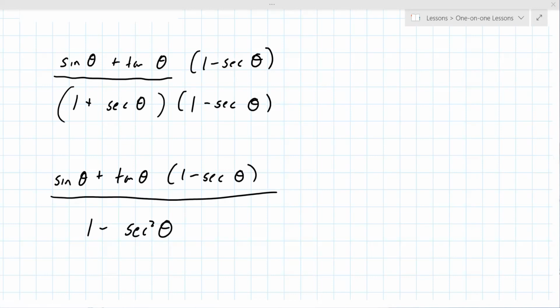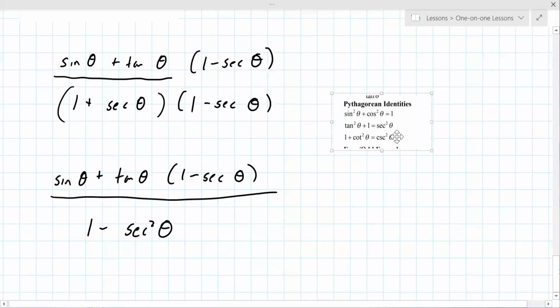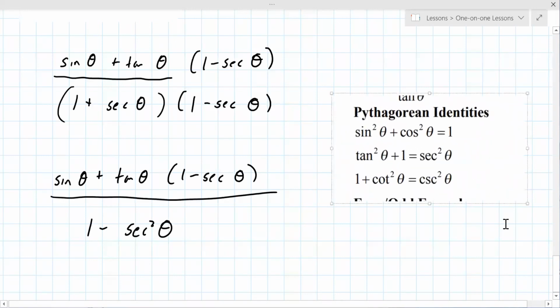Because we only need these three. Okay. So there's 3 Pythagorean identities that you need, and the one that we're using here, it's this middle one. But you might be saying, well, it doesn't look like the middle one. Well, it does if you move things around. Okay.